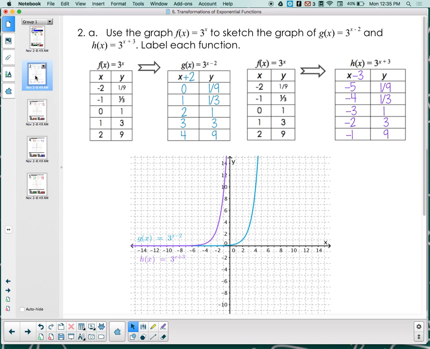We look at h of x. We're taking 3 to the x and we're adding 3 to the power of x plus 3, which means we're subtracting 3 in the mapping notation. Again, your y values stay the same, but your x is going to be minus 5, minus 4, and minus 3, minus 2. Because we're moving the graph 3 spaces to the left, and it should look like our purple graph here. Does moving your graph left and right affect your asymptote? No. Only moving it up and down, though.